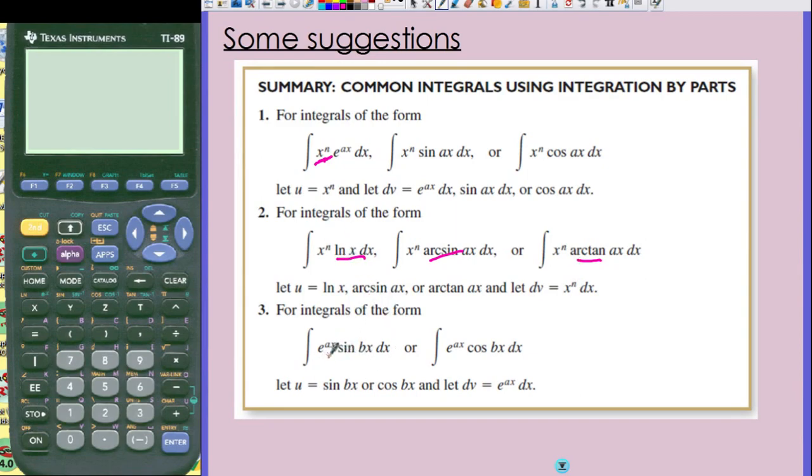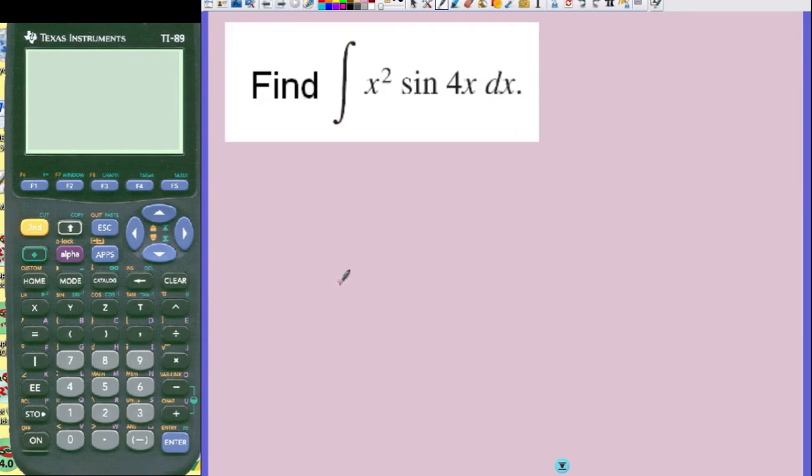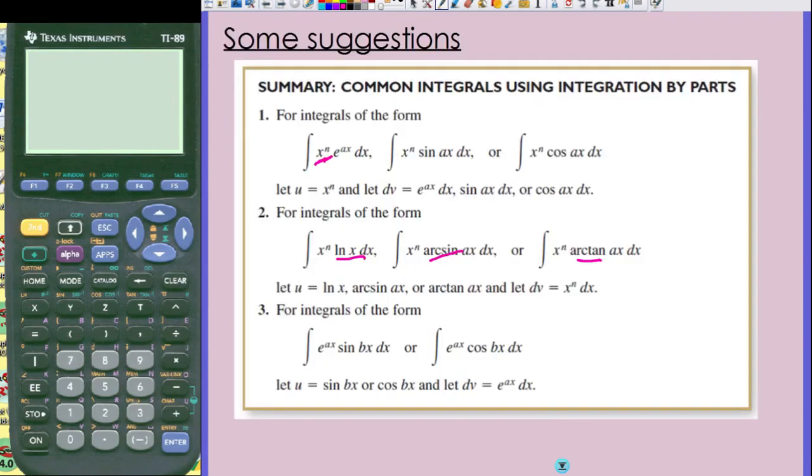Integrals, when you're mixing e's and sines or e's and cosines, generally your u is going to be the sine and dv is the e. So general rules. So let's look at this problem: x squared sine of 4x. Okay, so I can try a few things.